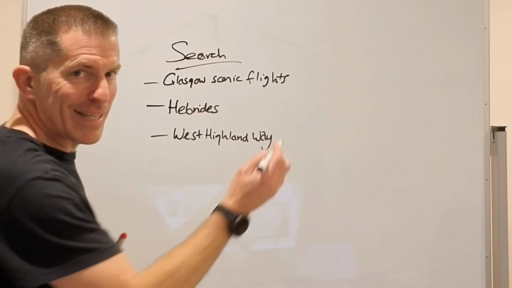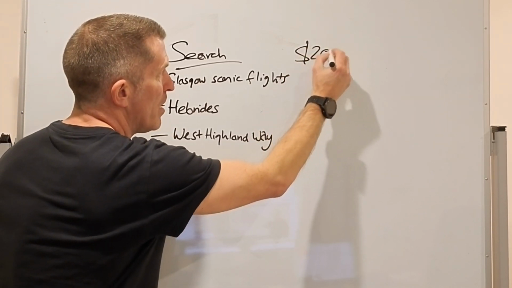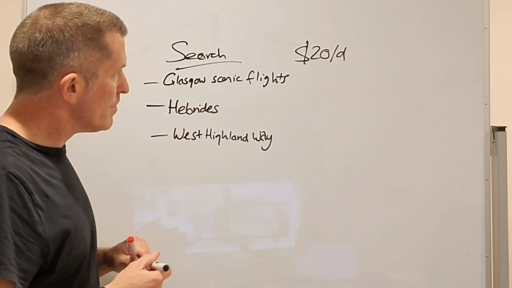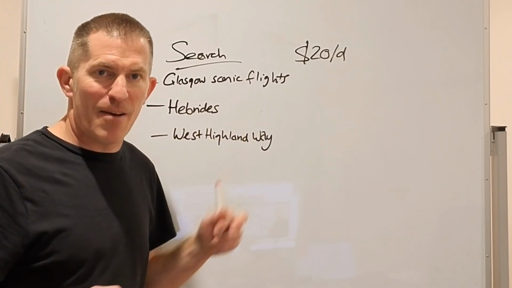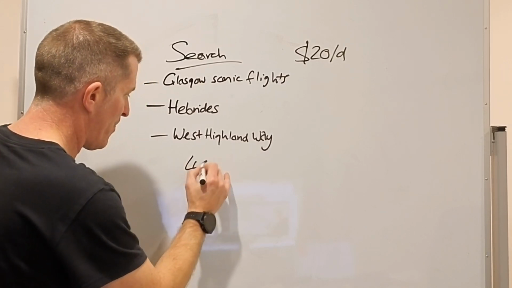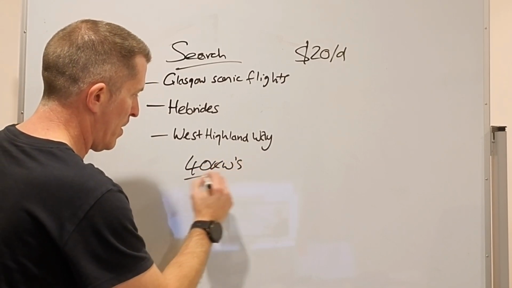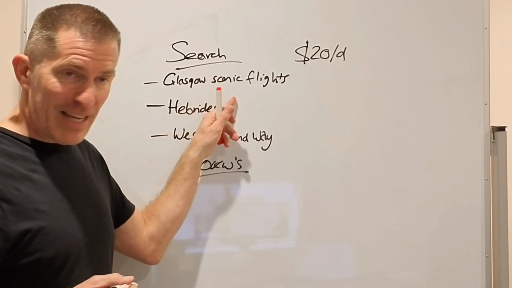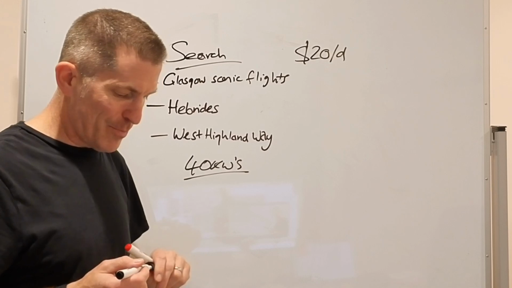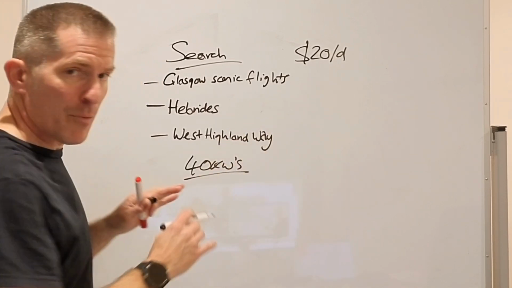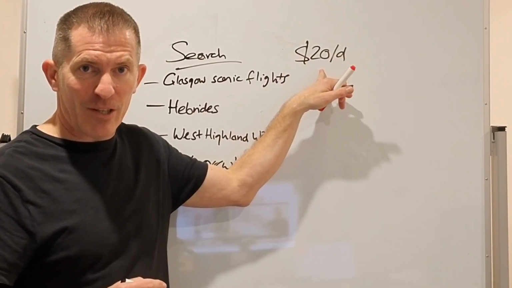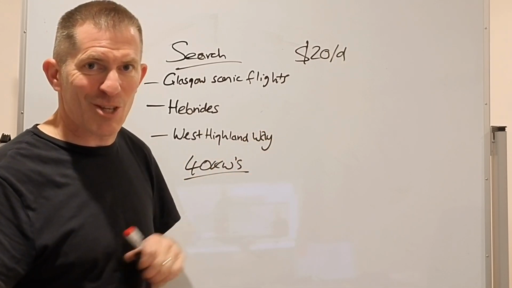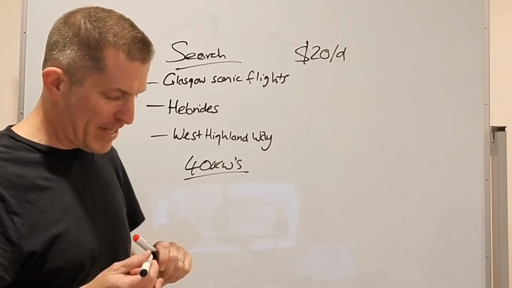Now, if you've only got $20 a day, you're going to end up with lots of different variations of these keywords. Let's just say you end up with 40 keywords in there, and Glasgow Scenic Flights is the most popular one. Glasgow Scenic Flights is going to end up using all your budget because it's more popular. And by the way, if you have $20 a day and you've got 10 clicks a day, once those 10 clicks go, Google will stop serving your ad because your ad budget has run out for the day.